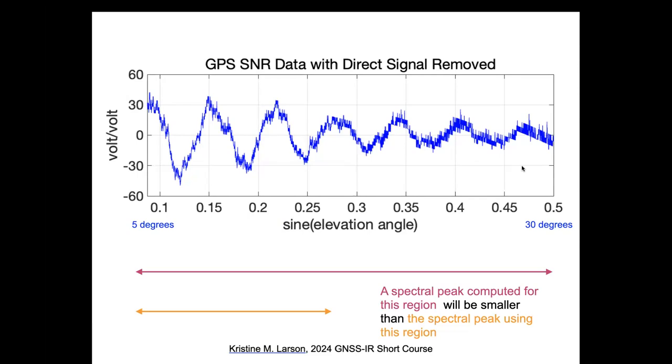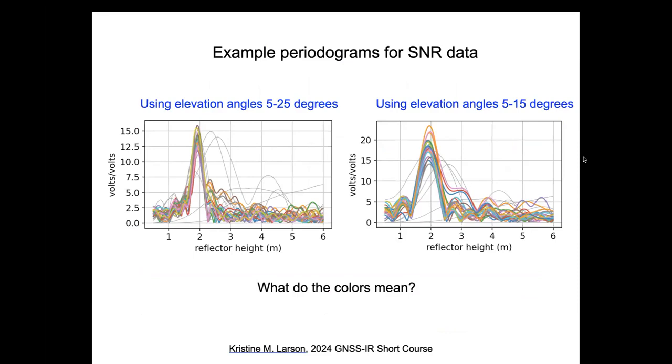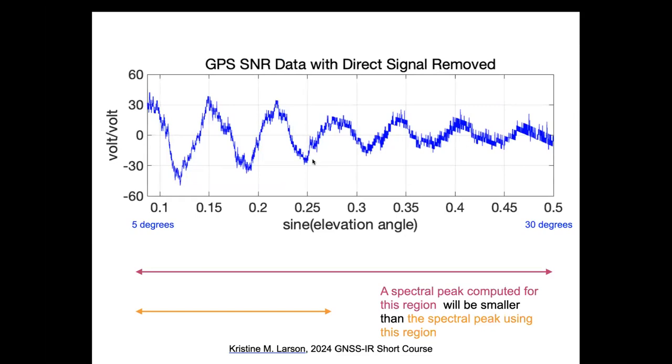This is another example where I'm just showing you that this group of periodograms was computed with all the data between 5 and 15 degrees. You see here the peak is well over 20. On the left, I'm using 5 to 25, and the highest peak you get is about 15. Well, that's just because you put different data into the periodogram. It can be the exact same soil, but you use different choices.